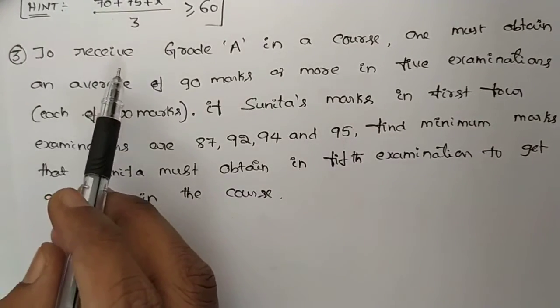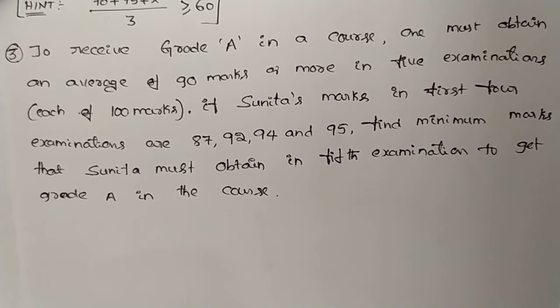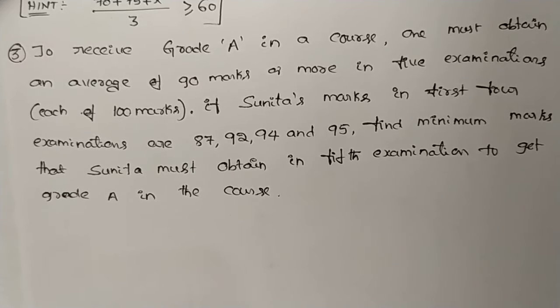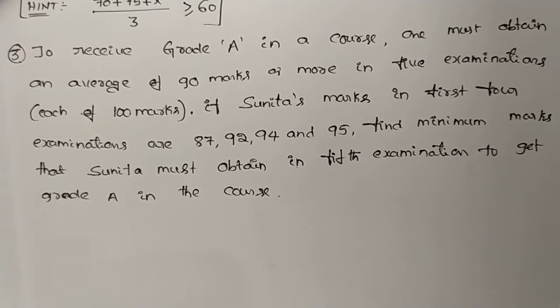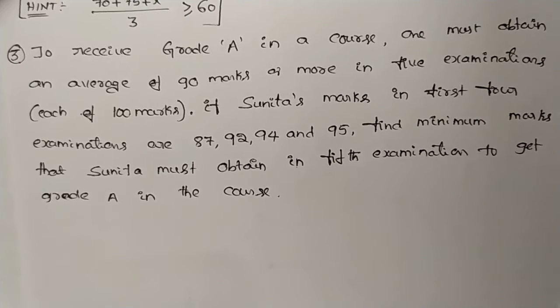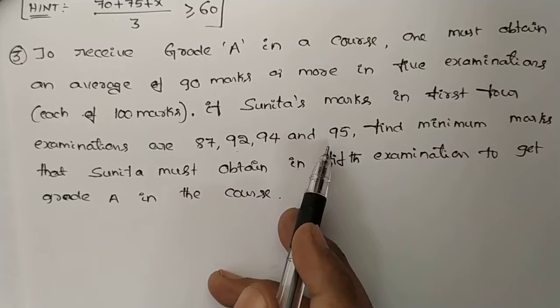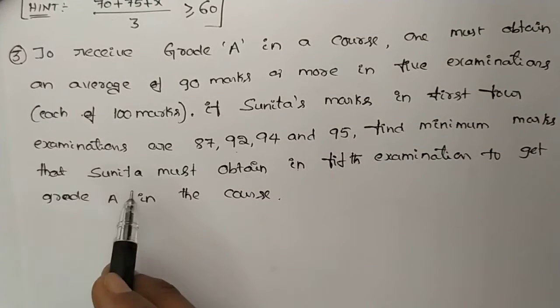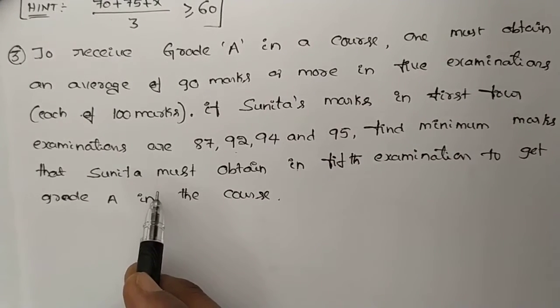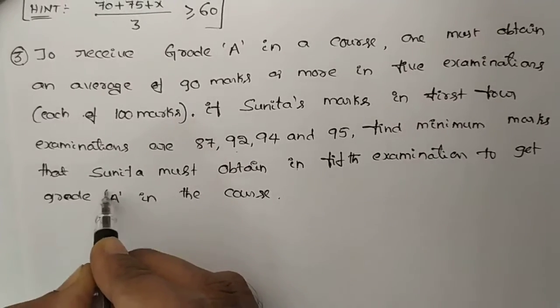To receive grade A in a course, one must obtain an average of 90 marks or more in 5 examinations, each of 100 marks. If Sunita's marks in first 4 examinations are 87, 92, 94 and 95, find the minimum marks that Sunita must obtain in 5th examination to get grade A in the course.